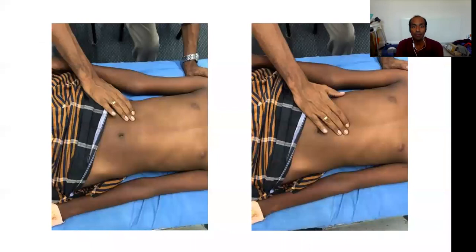Okay, again, I have demonstrated this. I'm bending down, going to the level of the patient, and I'm using my fingertips, as in this picture, to palpate the abdomen. Okay, and you can see that I'm trying to keep my forearm as parallel as I can to the bed, and my fingertips are slightly curved and palpating the abdomen.